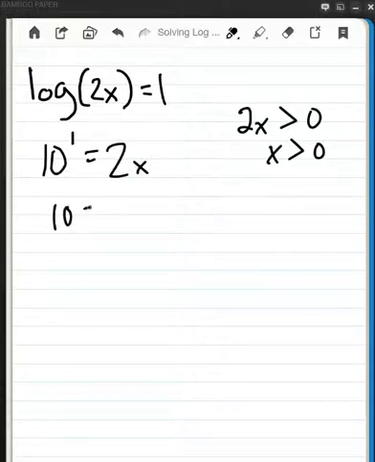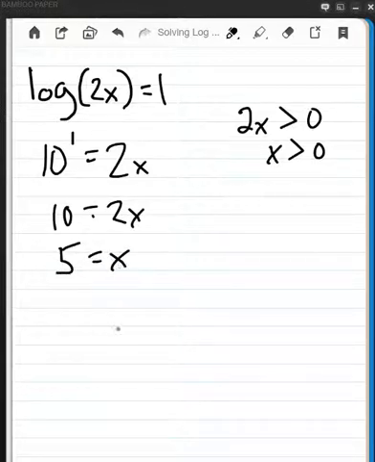So 10 to the first power is just 10. And then if we divide both sides by 2, we get that 5 is equal to x. This satisfies the domain restriction of the log function on the left. x has to be greater than 0, and 5 is greater than 0. So x equals 5 is the only solution that works.